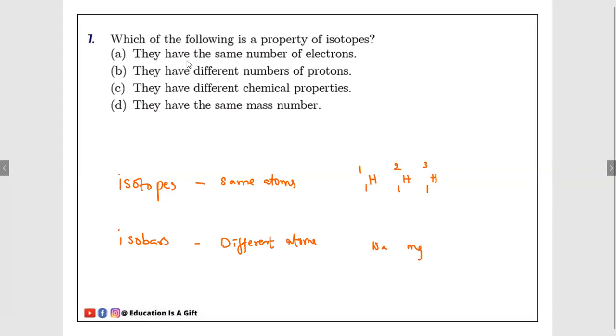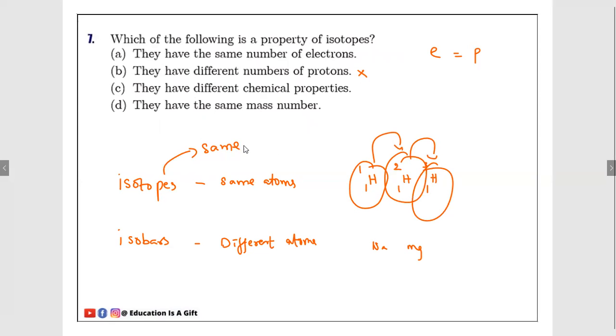So what they are asking: they have same number of electrons. If you observe 1 1 1, yes, it has the same number of electrons, one electron for this hydrogen, one for this, one for this. Second, they have different number of protons. No, if electron count is same, definitely proton count also will be same. So this is wrong. They have different chemical properties. Isotopes have same chemical properties. Here for this hydrogen, what is the chemical property? Same property will be there for this hydrogen, and same for this hydrogen. So isotopes have same chemical properties.